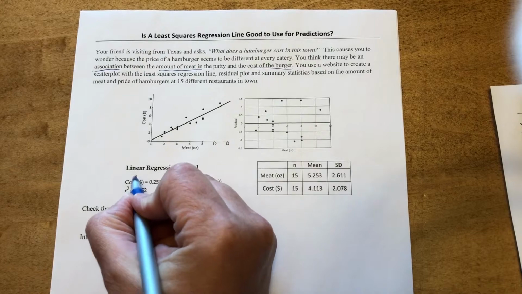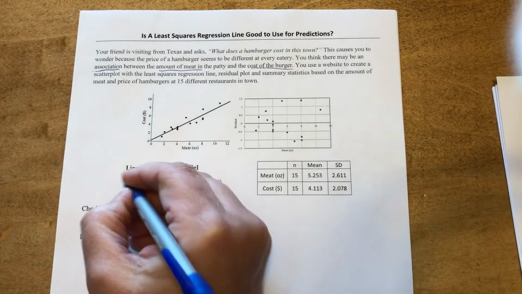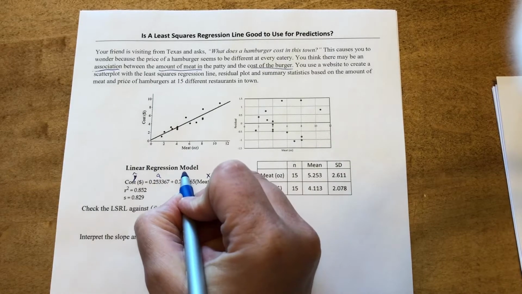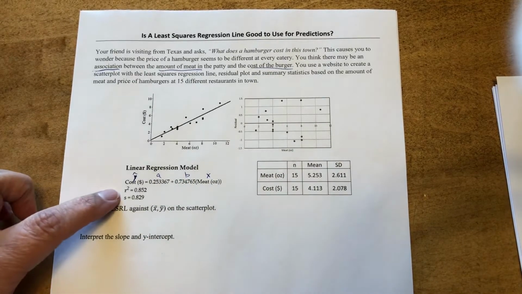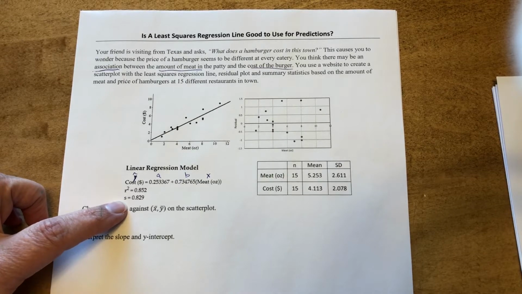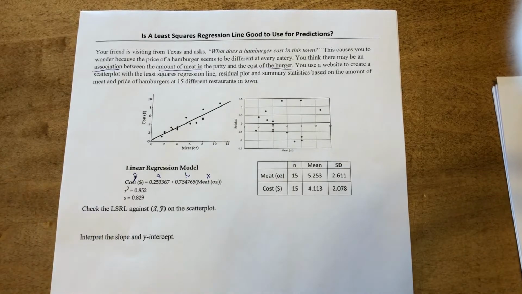So we have our y hat, and there's our x, and there's our y-intercept and our slope. And we have our r squared, which is our coefficient of determination, and we have our s, which is the standard deviation of residuals. So let's do a couple things.